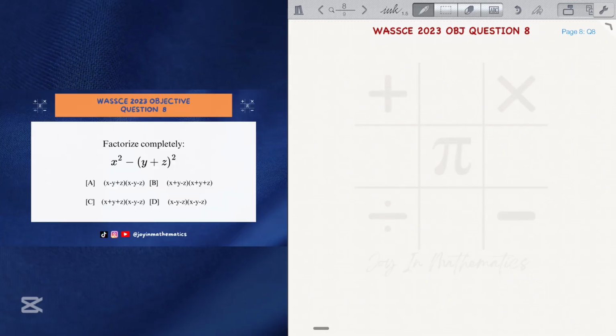Now let's continue with WAEC 2023 objective question 8. The question asks us to factorize completely x squared minus (y plus z) squared. When we see something like this, what should come to our mind is a squared minus b squared. That's the difference of two squares, and it results in the addition of them, a plus b, multiplied by the subtraction, a minus b.